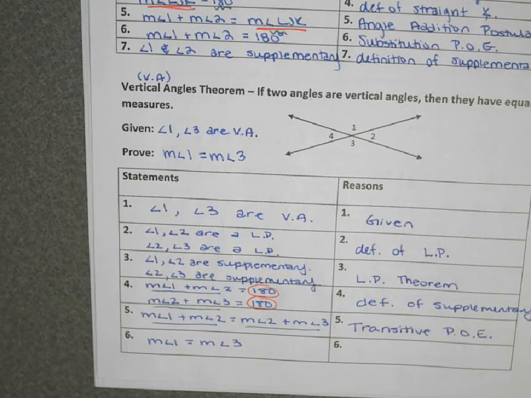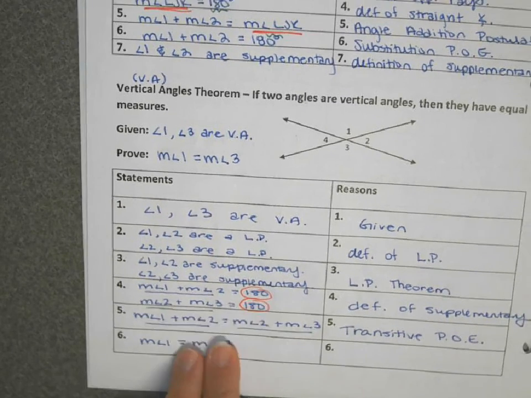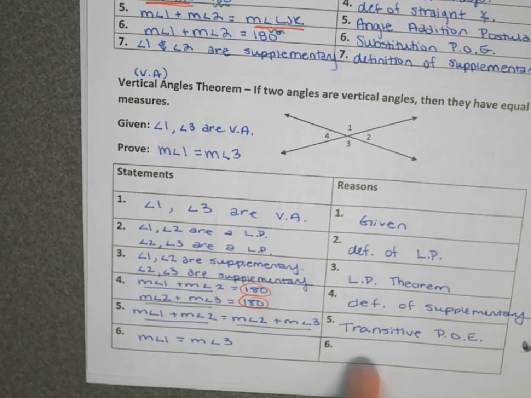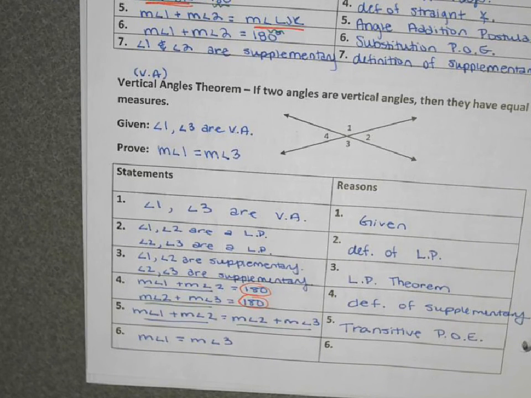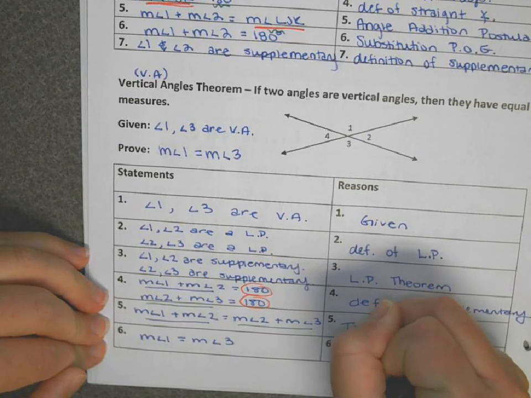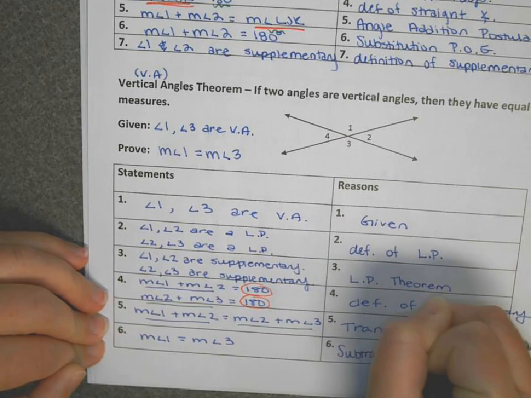You subtract the measure of angle 2 from both sides. If you subtract the measure of angle 2 from both sides, it goes away on both sides, and you're left with that. So my reasoning is what? What's my reasoning if I subtracted the measure of angle 2 on both sides? Subtraction what? Yes, subtraction property of equality.